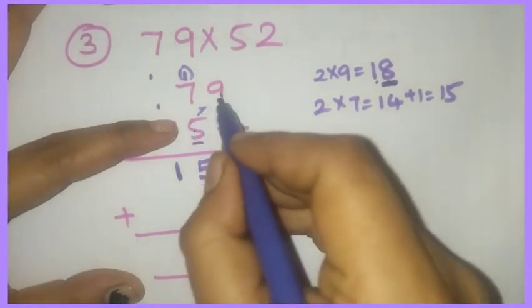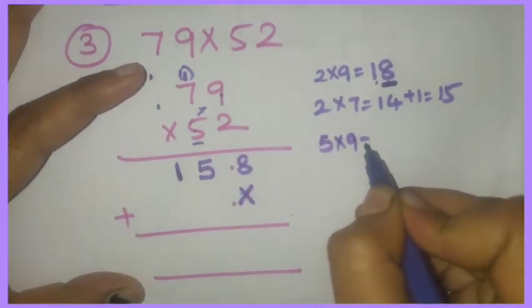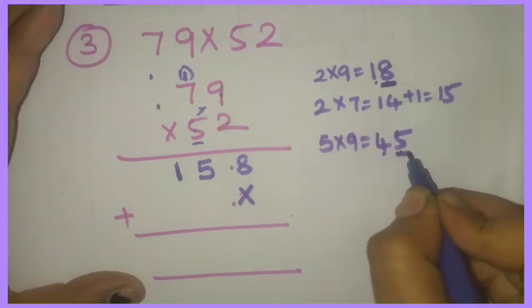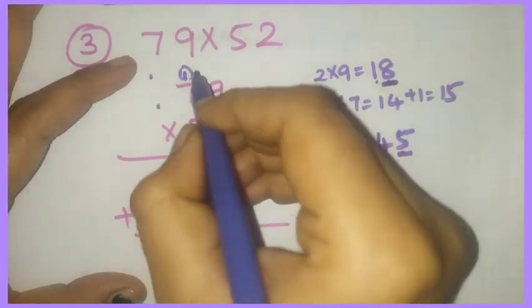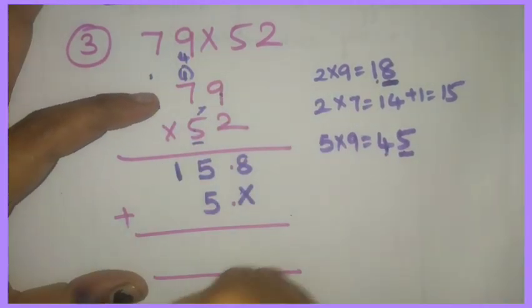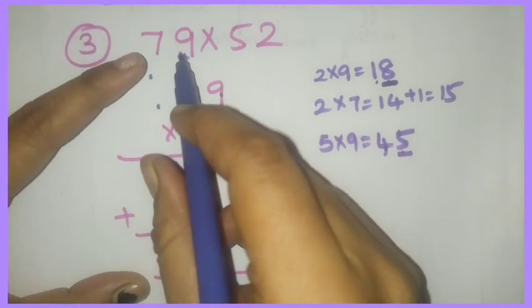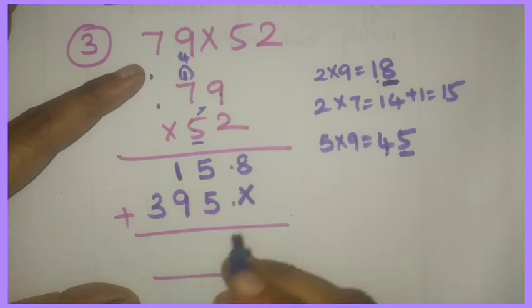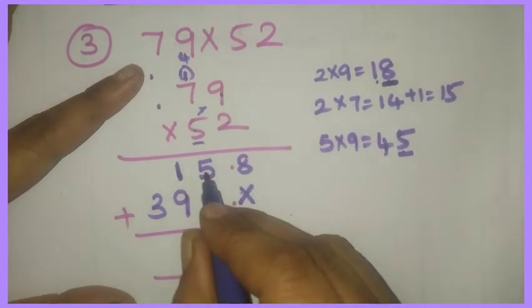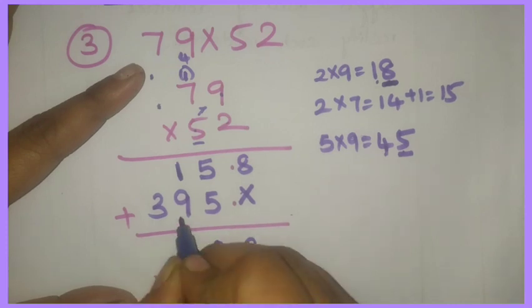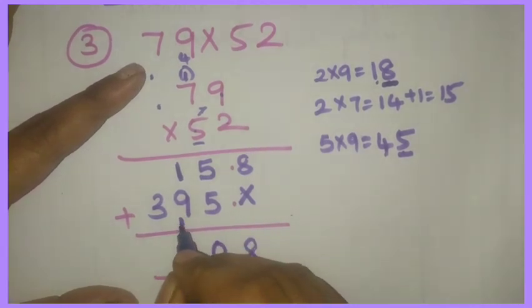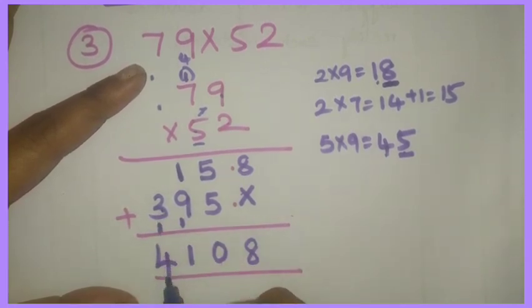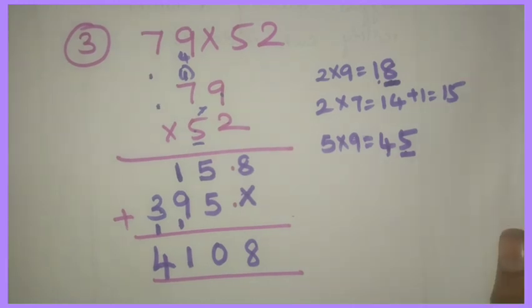5 9s are 45. 45 is also a 2-digit number. So we'll write 5 here and this 4 is taken as carry. 5 7s are 35. 35 plus 4 is 39. Now add this. 8 plus 0 is 8. 5 plus 5 is 10. 0 here, 1 carry. 9 plus 1 is 10. 10 plus 1 is 11. 1 here, 1 carry. 3 plus 1 is 4. Therefore 4108 is the answer.